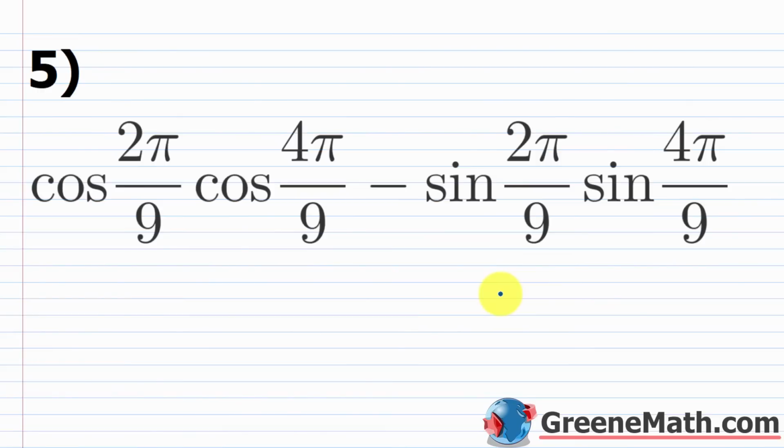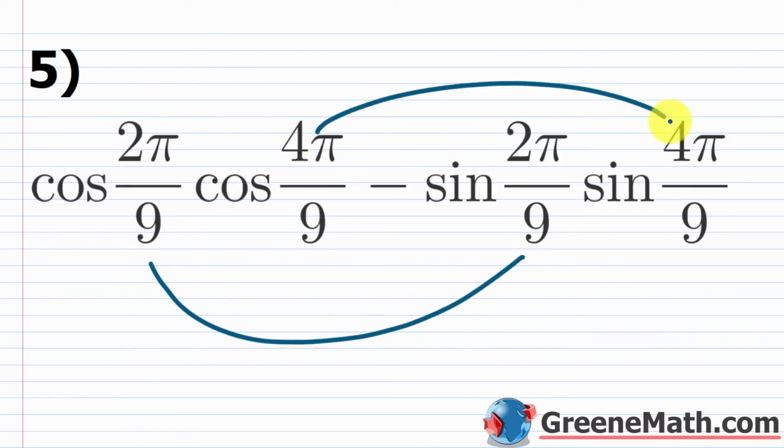All right, let's take a look at problem number 5 now. So here we see we have the cosine of 2 pi over 9 times the cosine of 4 pi over 9, then minus the sine of 2 pi over 9 times the sine of 4 pi over 9. So notice that this angle and this angle is the same. This angle and this angle is the same, and you have a minus here. So what does that tell me?